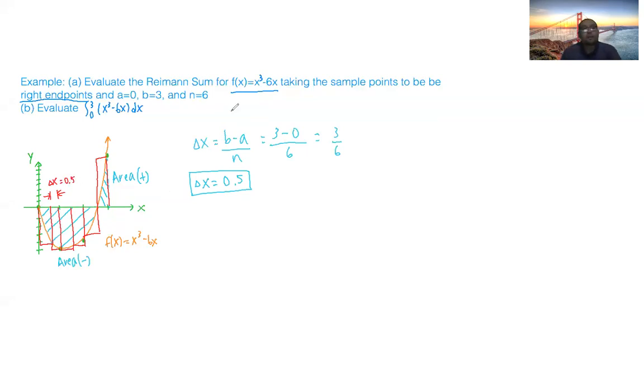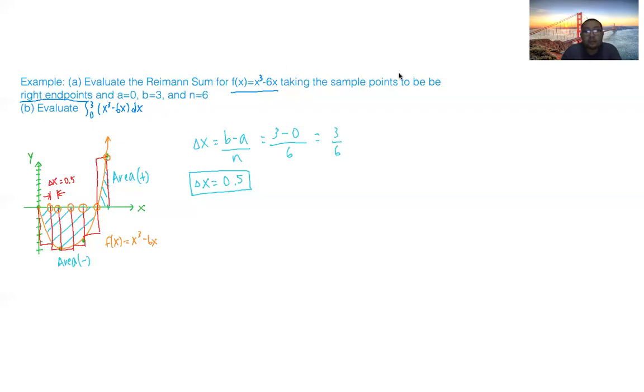And because this question is asking you to use the right endpoints as your sample points, what that's telling you is that you're not going to use the left endpoint of each rectangle, but the right endpoint of each rectangle. So you're going to end up using this one, and then this one, and so on. And then this one. So you have 1, 2, 3, 4, 5, 6. That's correct because n is equal to 6.